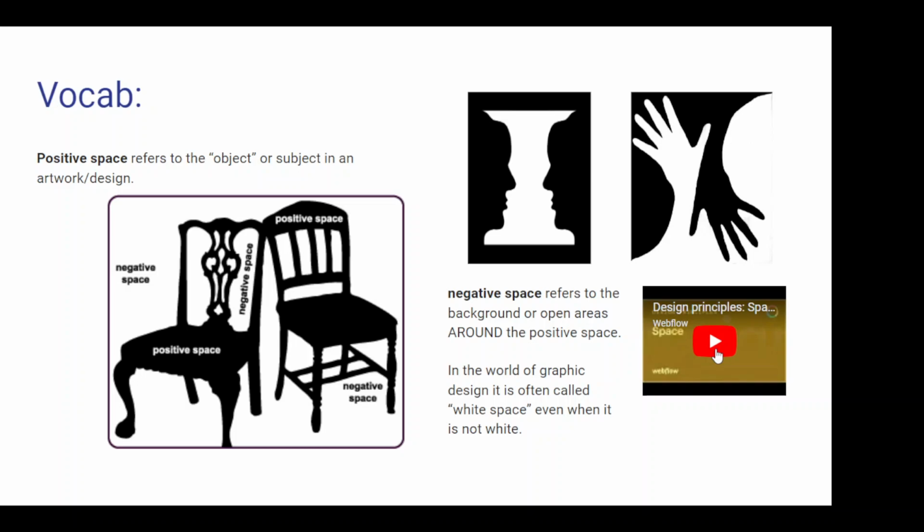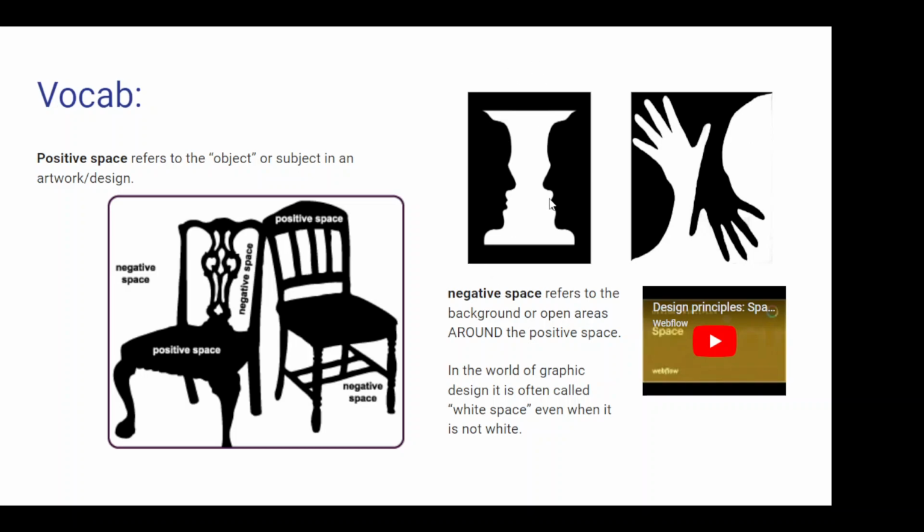Okay, now that you're back, you know that there's two types of space. There's positive space, which refers to the object or subject of the design, and then you have the negative space, that's the area around it. In graphic design, we often call it white space, even when it's not white. And we've talked a little bit about that Gestalt principle where the color and or value of the space, whether positive or negative, determines what your object is.